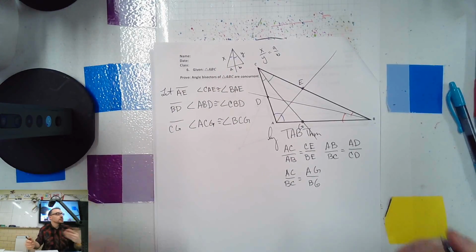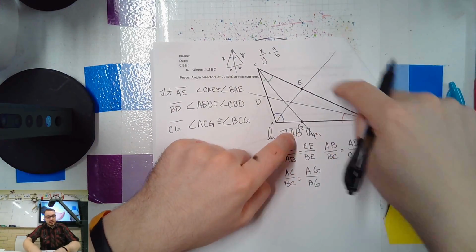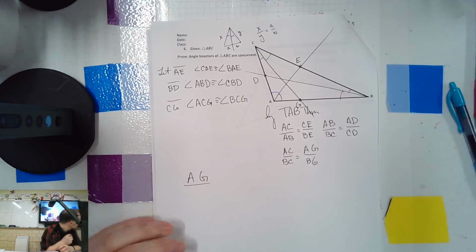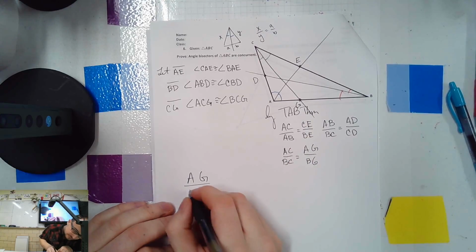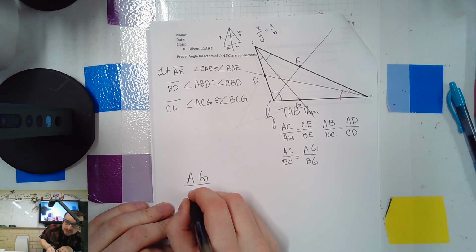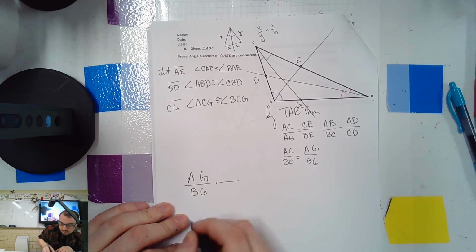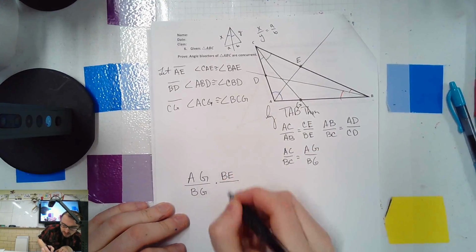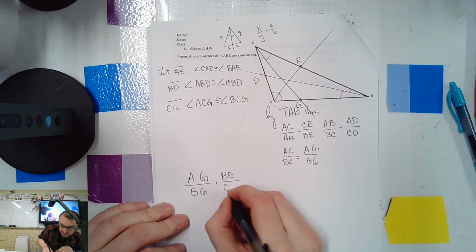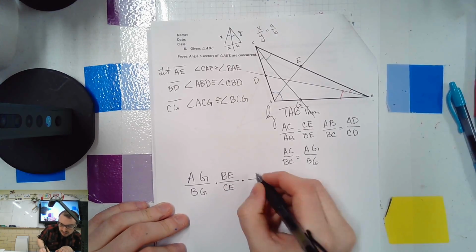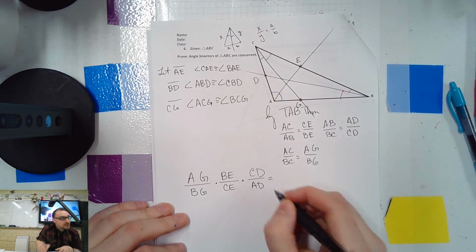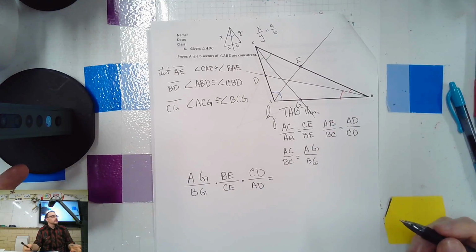So now I'm ready to set up Ceva's Theorem, right? I'm going to go around the triangle, okay? It's time to go around the triangle. Let's write that down. It's AG. What's next? I'm going around the triangle. What's next? BG, alphabetical please, times what? BE, letters are hard, and CE times CD times AD. Now I'm going to prove that equals 1, because if it equals 1, they're concurrent, right?